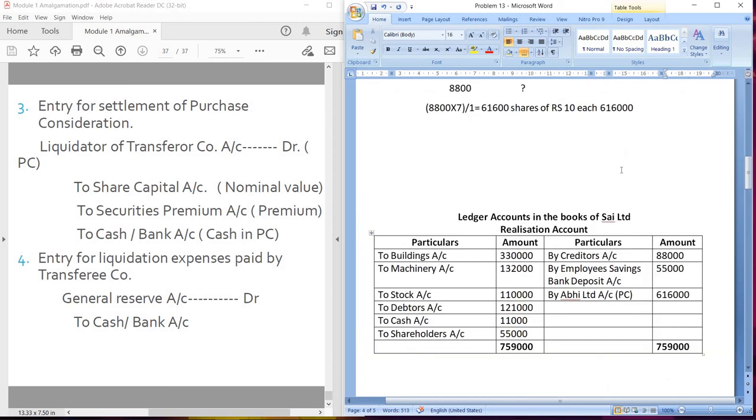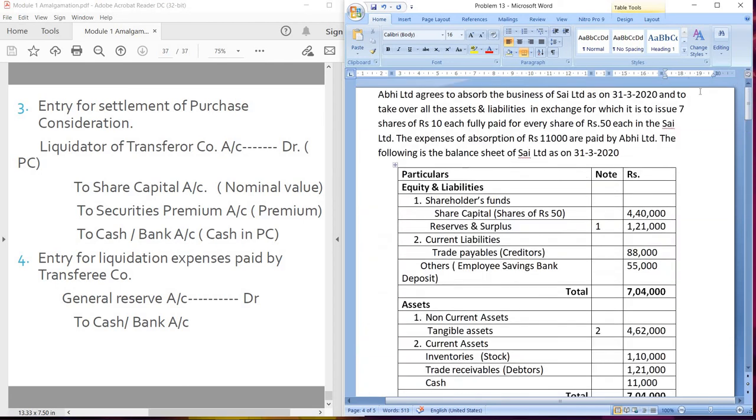Okay, now the last entry, for liquidation expenses paid by the transferee company. If you look at the problem, they have given us information about absorption expenses that are paid by Abhi Limited. The expenses of absorption of rupees 11,000 are paid by Abhi Limited. These are nothing but the liquidation expenses which are paid by the transferee company.